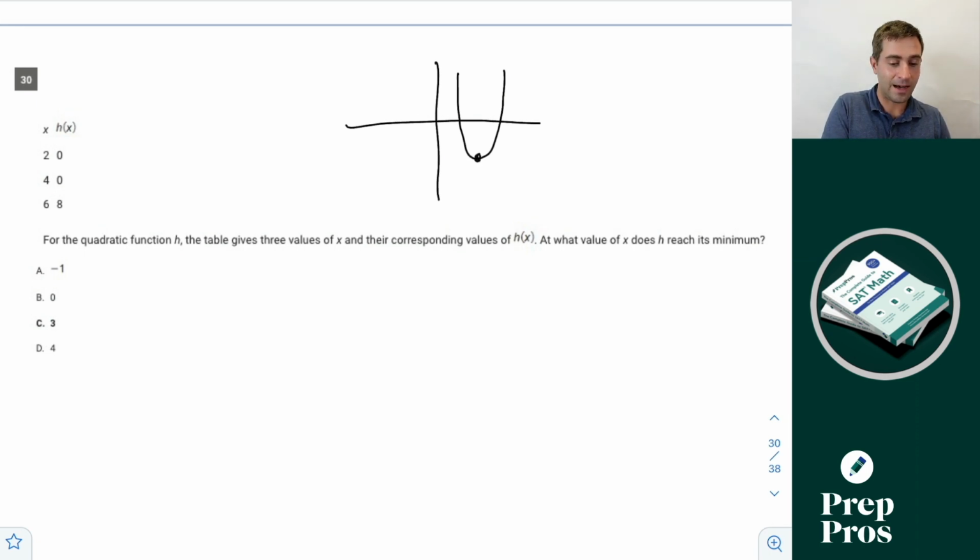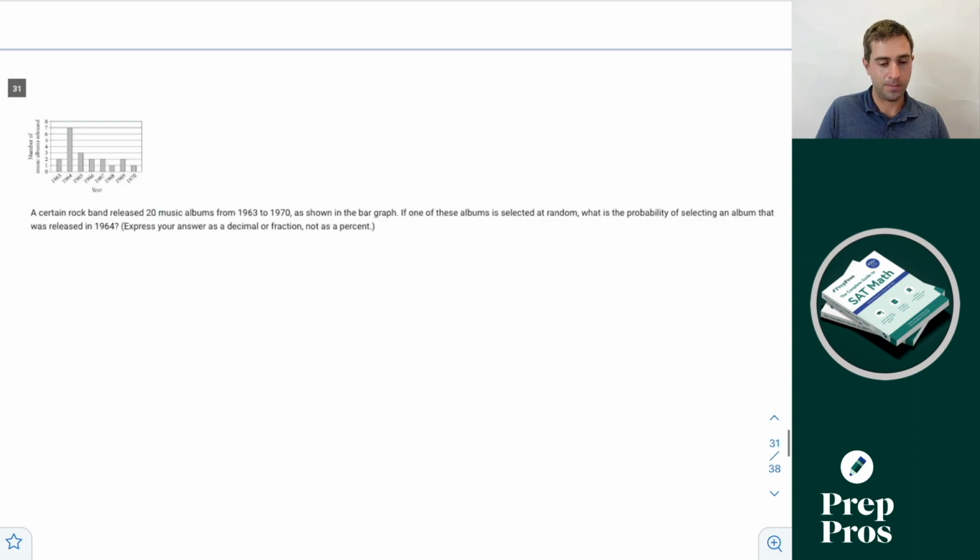So we have, this is our h of x, remember, is our y value. So we have an x-intercept of 2 and an x-intercept of 4. So we have 2 and we have 4. The midpoint of those two, just the average of them, is 3. So it's going to reach its minimum at 3.